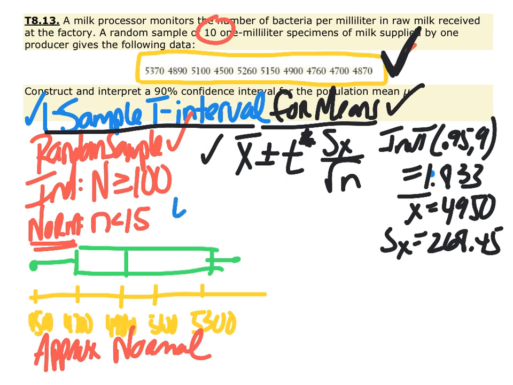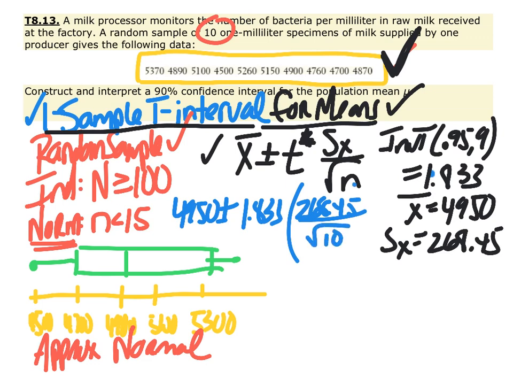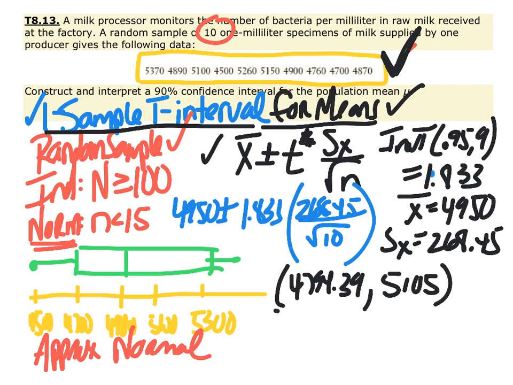Now, if we just plug that into our confidence interval, we can show that work. So let's write that out: 4950 plus or minus our critical value. And then our standard error in this case is the standard deviation, 268.45 over the square root of our sample size of 10. When you simplify this down, you are going to get your final confidence interval, and what our interval is going to look like is 4794.39 all the way to 5105. Now, don't stop there. That is actually the finishing of our do.